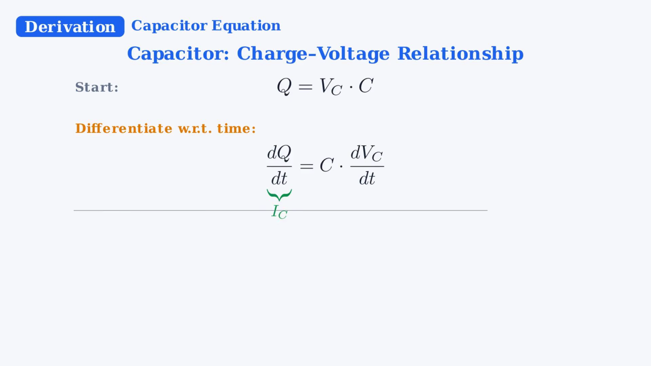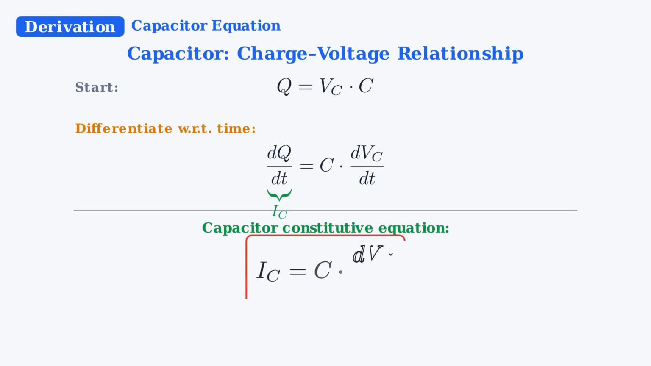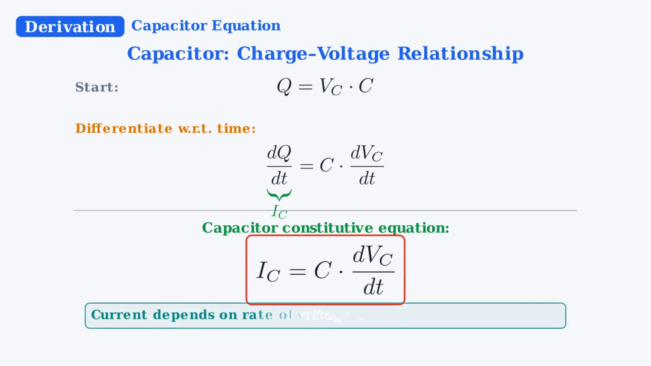On the left side, dq over dt is simply the current flowing into the capacitor, which we call IC. On the right side, C is a constant, so it stays outside the derivative. We get C times dVc over dt. Therefore, IC equals C times dVc over dt. This is the capacitor's constitutive equation.